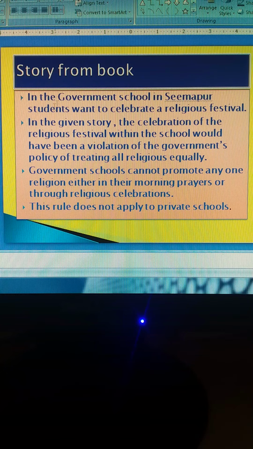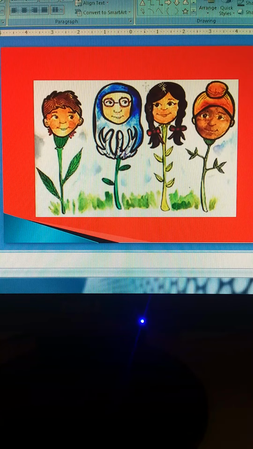Now, a story from the book. Just now I said, in a government school in Simapur, the students want to celebrate. This whole story has been given in this slide, just what I said orally. This rule does not apply to private schools is also written. So now let us move to the next slide.